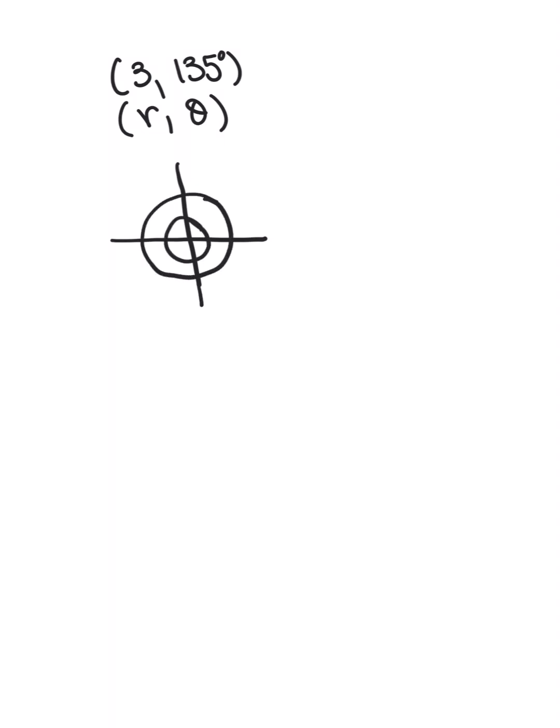So here we're given (r, theta), so (3, 135). We have 1, 2, 3. So the radius is 3 and it's 135, which is in quadrant 2. So we're trying to write other points that relate to (3, 135).